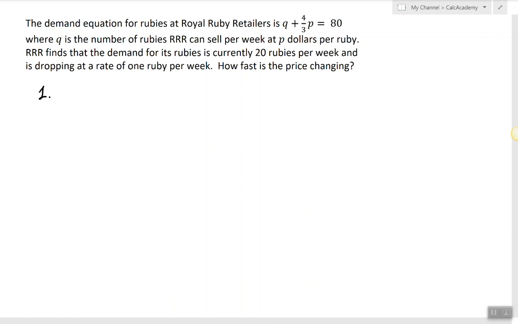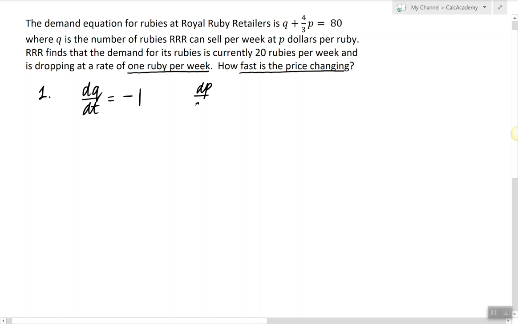In this problem, we are given the rate of change, 1 ruby per week. This is the rate of change of Q, the demand, right? So that means dq/dt, and how do we know it's dt? Because it's per week, so dq/dt is equal to -1 ruby per week. Now, the rate of change of what are we looking for? The question is, how fast is the price changing? So that means we're looking for dp/dt.